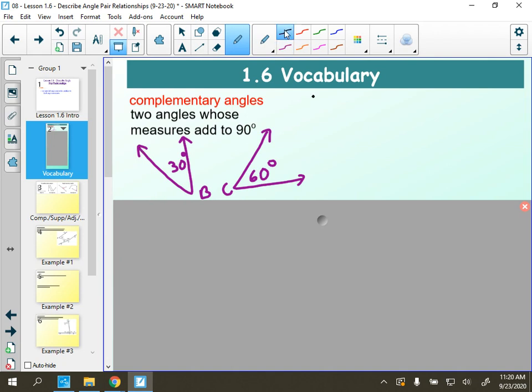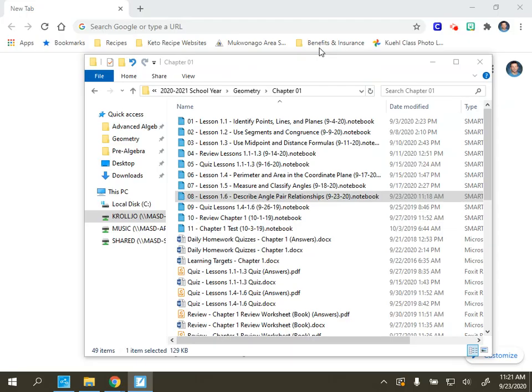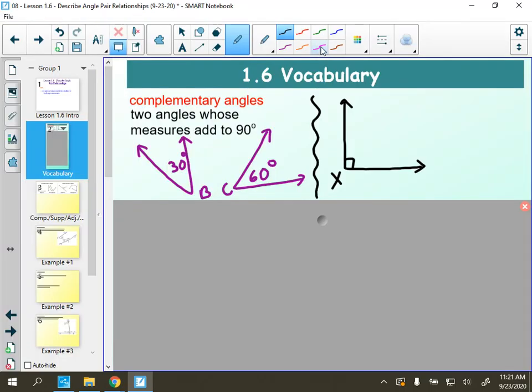A little bit different look would be two angles. Let's start with a single angle first. Going back to the previous lesson, angle X would be best described as a right angle because of that little notation that says that's 90 degrees. So this angle by itself, we know its measure is 90. Not complementary, because there's only a single angle. Everything today is pairs. So let's split this angle, not necessarily down the middle.